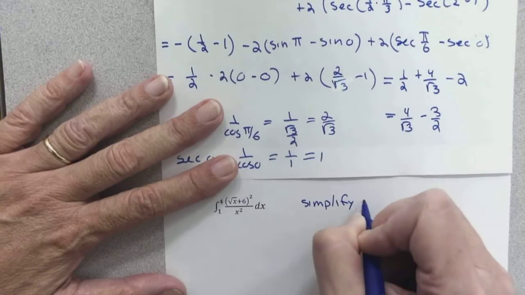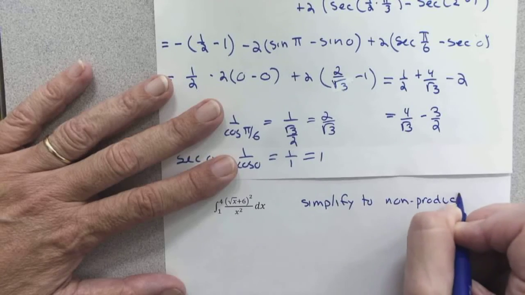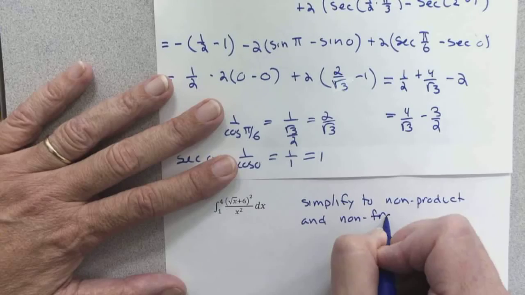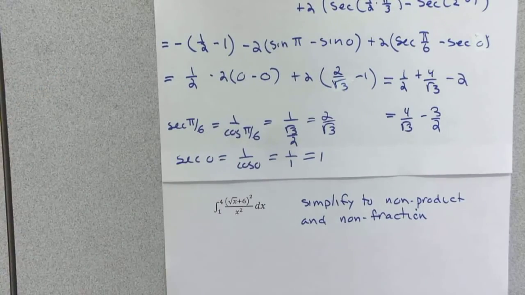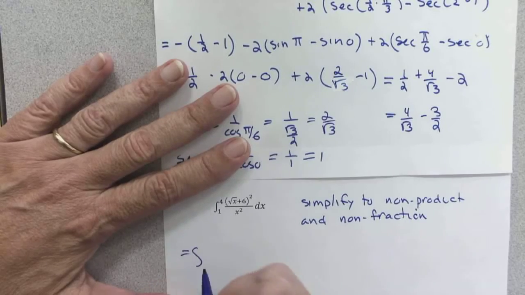So we got to simplify to a non-product and non-fraction. Now there were some ways to not do that. We did learn about U substitutions, which you can use sometimes, but your first line of defense is if you can simplify, simplify. So we're going to FOIL that out first.